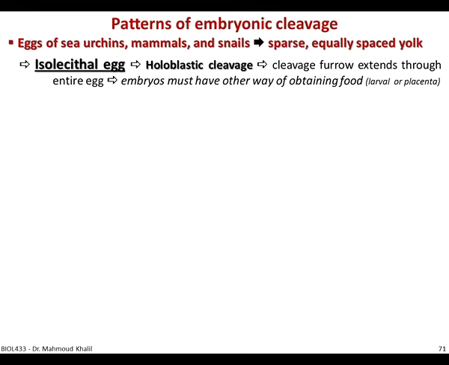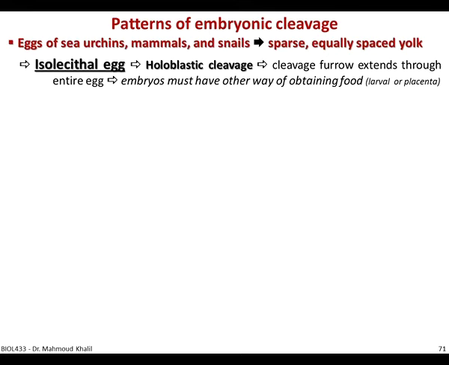This type of egg will undergo one of the patterns of cleavage, which is called holoblastic cleavage. What is the meaning of holoblastic cleavage? Blastic comes from blastomeres, and holo means all, or total. That means the whole cell will be cleaved, not part of it. So the cleavage furrow will extend through the entire egg.